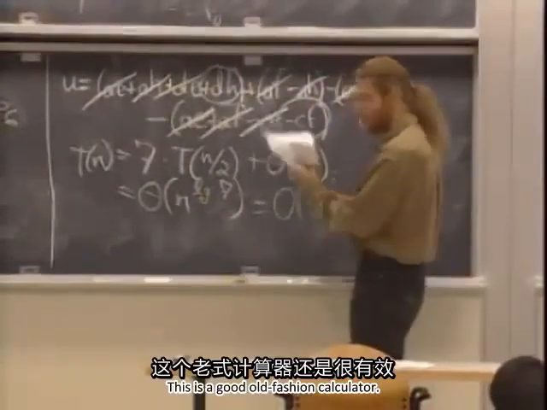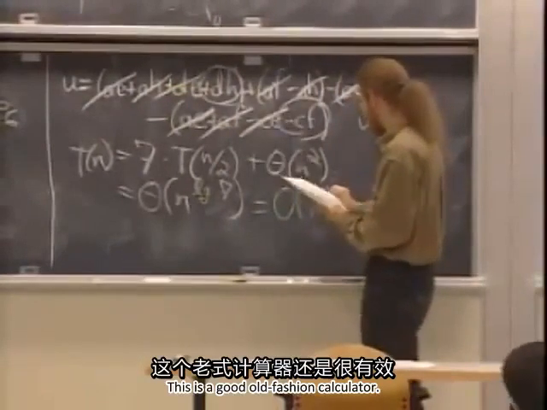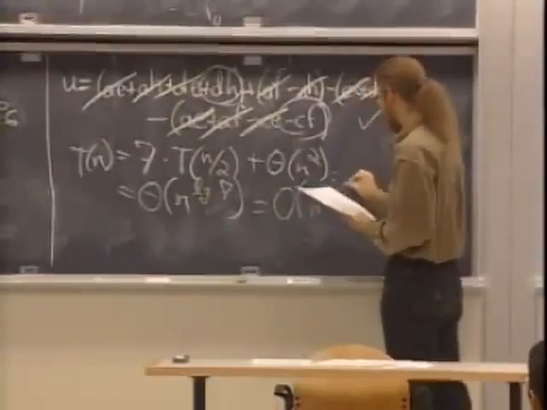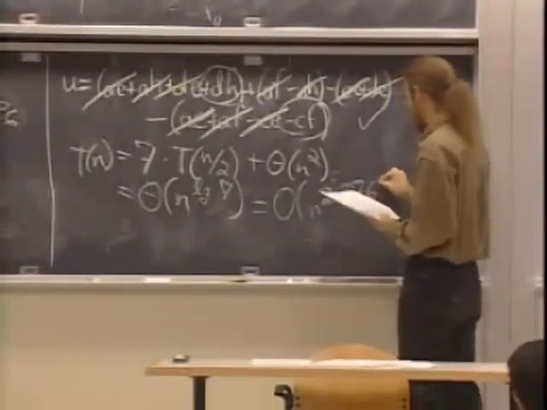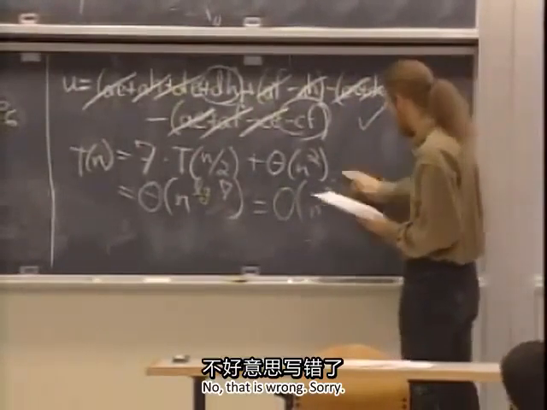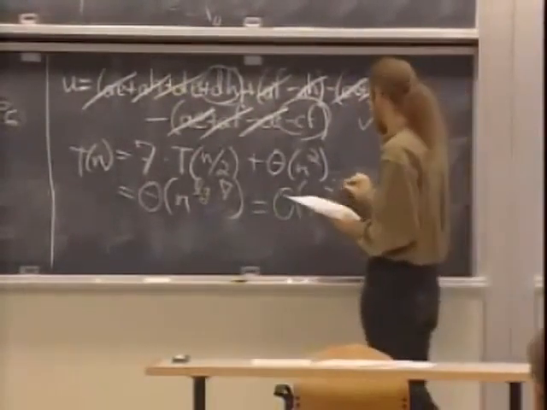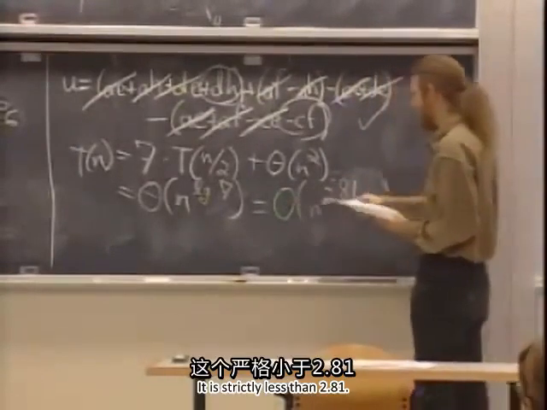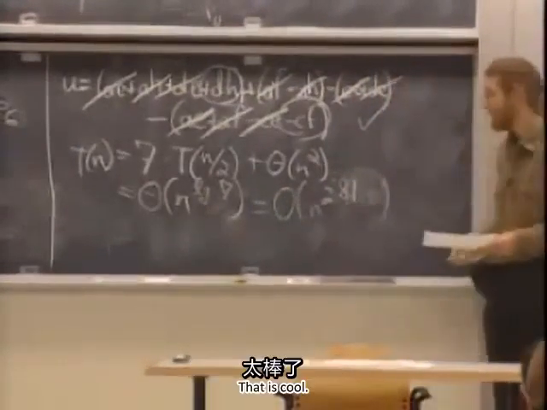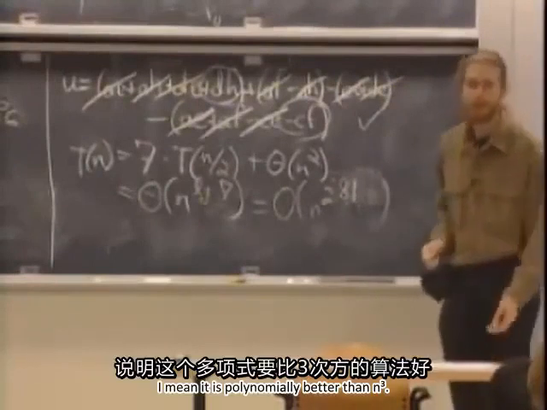Yes, this is a good old-fashioned calculator. Okay, no, that's wrong. Sorry. It's strictly less than 2.81. So that's cool. I mean, it's polynomially better than n cubed.